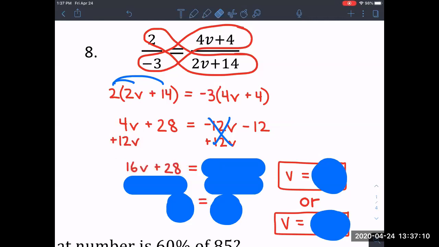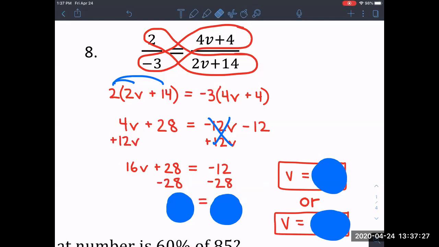Bring down the 28, bring down the -12, the constant that I've just erased. So now we've got a two-step equation. All right, so we've got 16v plus 28 equals -12. We have to get rid of the plus 28 first, so we're going to subtract 28, and that gives us 16v equals -40.